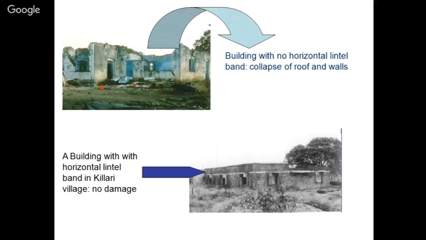And close to this structure of the same type, we have another structure which was not provided with the band, and it is completely damaged. So the band gives confinement to your structure, and your structure behaves like a box-like structure which mitigates and dissipates your energy using all structural elements, whether they are horizontal or vertical structural elements.